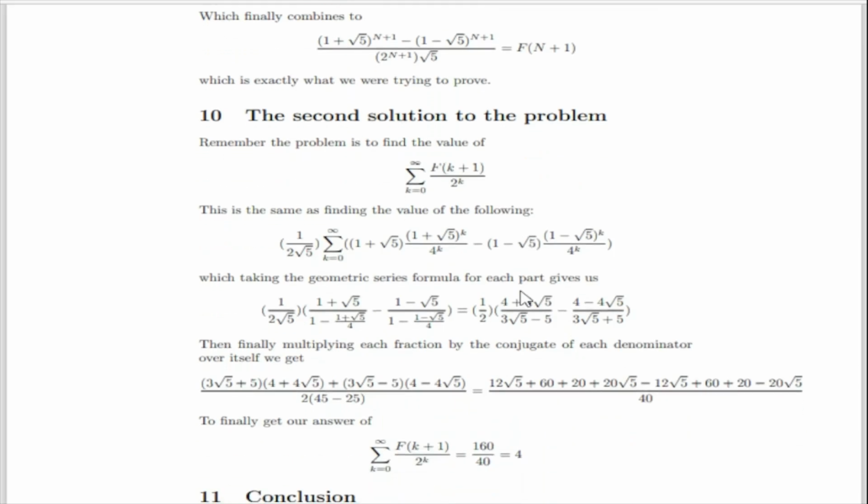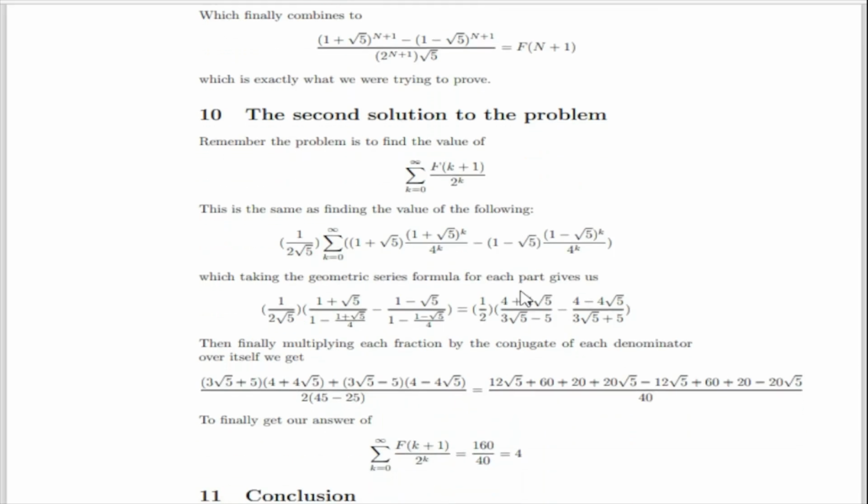So the second solution to the problem is using that formula. Remember, the problem is to find the sum from k equals 0 to infinity of f of k plus 1 over 2 to the k. This is the same as finding the following sum. That is because I separated each individual part into its component to the k power times another component that is not to the k power, its constant component.